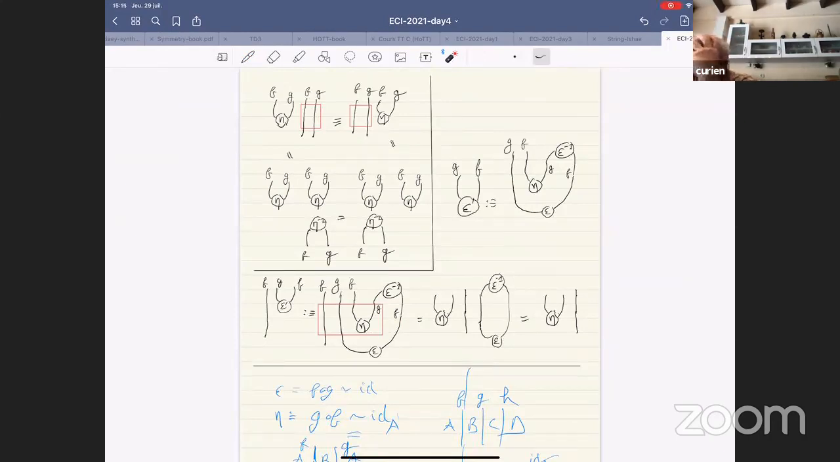Okay, so let's do it. If I first put this epsilon^-1 here, then out of it goes some G and some F. Okay, but this G could be the right wire for an eta.